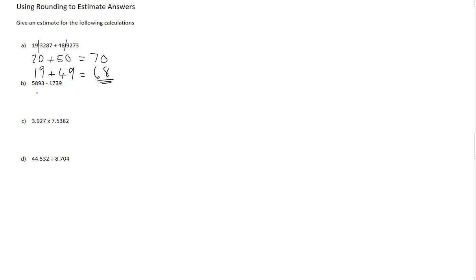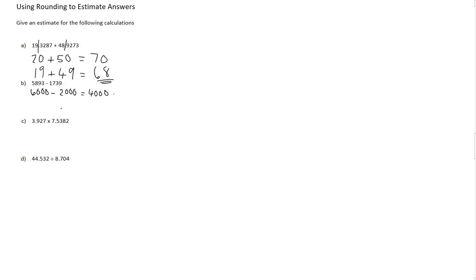For this one, they're both in the thousands. Let's round to thousands and maybe we'll do hundreds as well. So 5,893 is between 5,000 and 6,000. It's closer to 6,000. 1,739 is between 1,000 and 2,000, but it's closer to 2,000. So I'm going to get 4,000 as a rough answer.